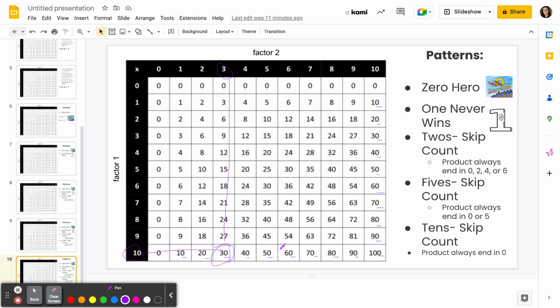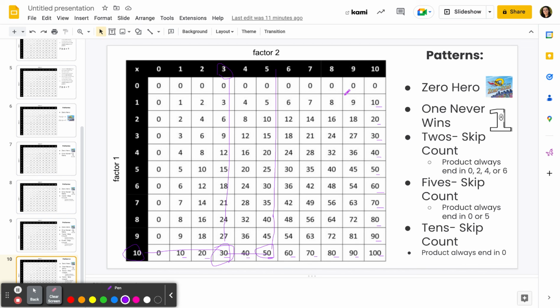Let's do 10 times 5. I'm going to skip count by 10 5 times. 10, 20, 30, 40, 50. All right. I hope you see some of our patterns. Our 0 hero pattern, 0 always wins. Any number times 0 equals 0. I hope you see our pattern that 1, unless we're multiplying 1 times 1, never wins.